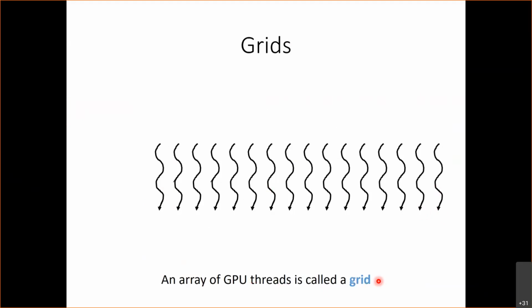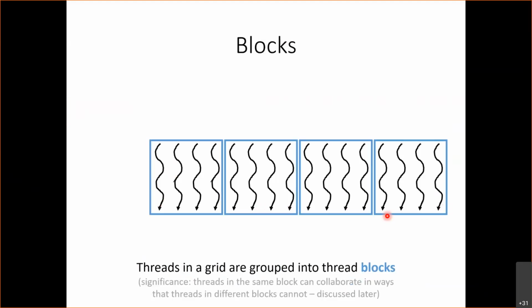And we actually have a two-level hierarchy. So all these threads in the grid are not going to be completely independent from each other. The threads are actually going to be organized or grouped into thread blocks. So I have a grid, which is an array of threads, and these threads in the grid are going to be grouped into thread blocks.